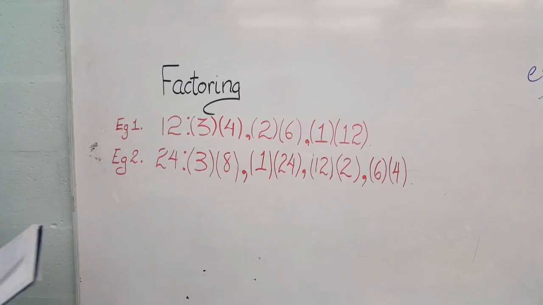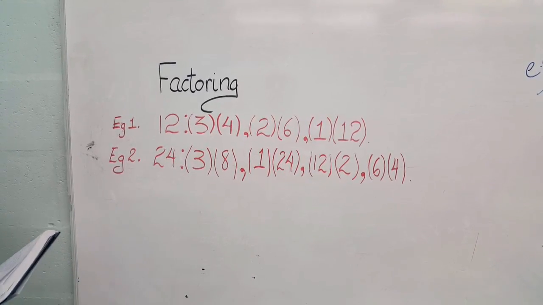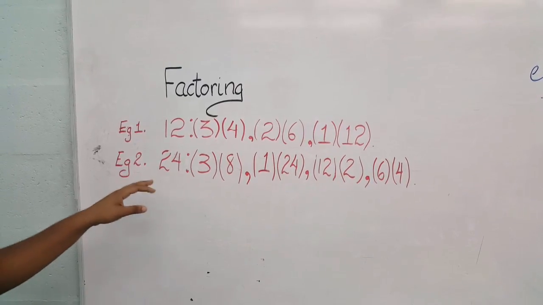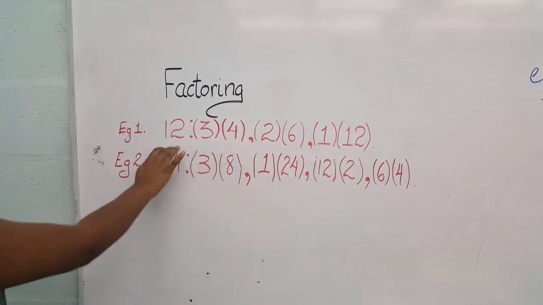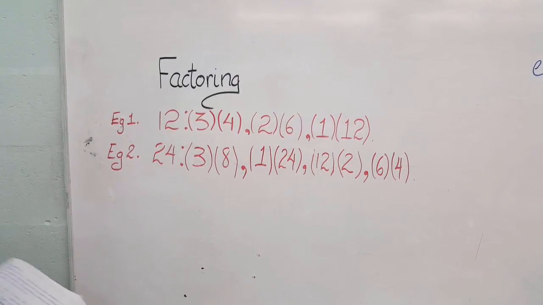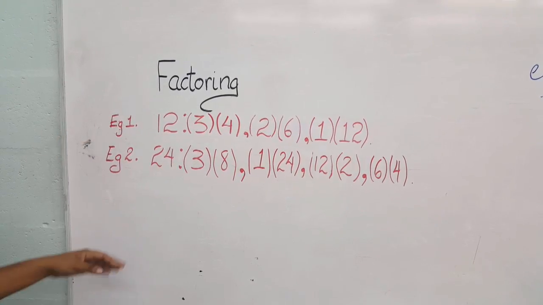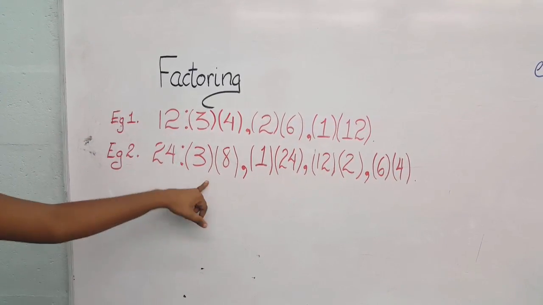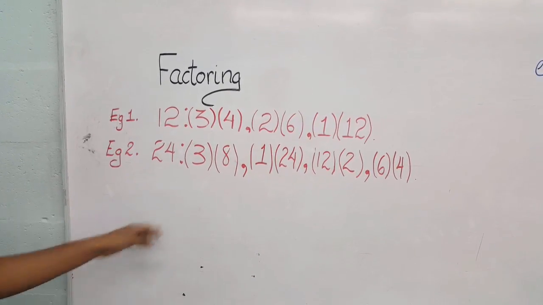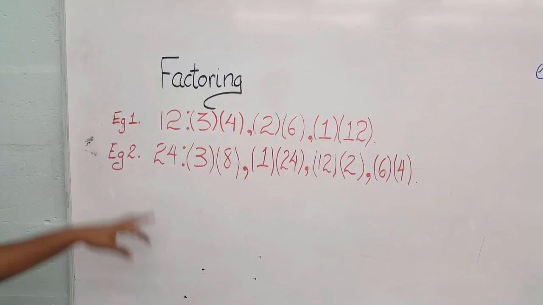Factoring is defined as the breakdown of a given expression into smaller multiplicative units or factors. For example, finding factors of 12: 3 by 4 is 12, 2 by 6 is 12, and 1 by 12 is 12. Factors of 24 are 3 and 8, 3 by 8 is 24, 1 by 24 is 24, and 12 by 2 is 24, and 6 and 4 can also work.